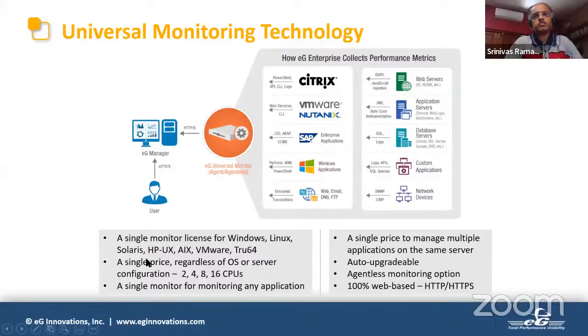Our licensing is based on the number of operating systems. It is not dependent on whether you have 2, 4, 8, or 16 CPUs. If you have multiple applications on the same server, it is just one license. So count the number of operating systems that you have for application monitoring. That is the number of licenses you need. If you want to monitor a virtual environment running VMware, Nutanix, or others, count the number of hypervisors, the physical servers that you have. That is the number of licenses that you need. So at a high level, that is the way we license our technology. Thank you.